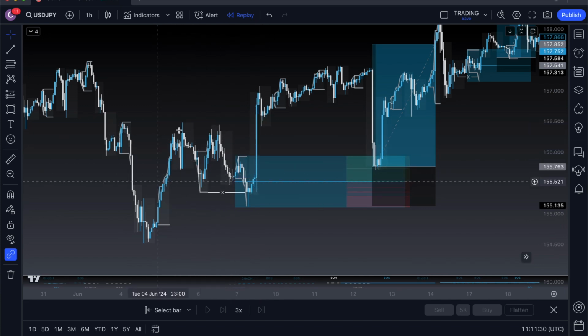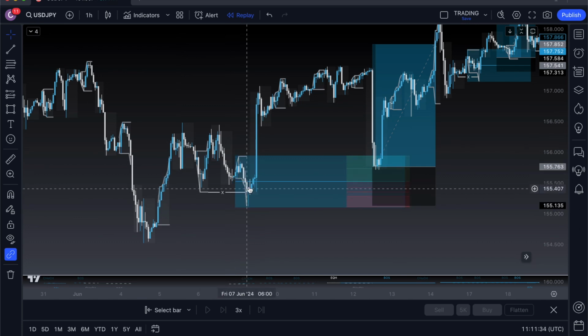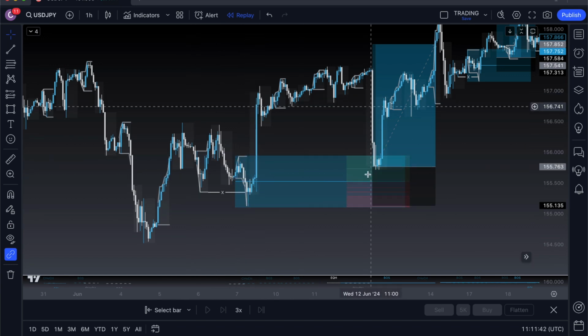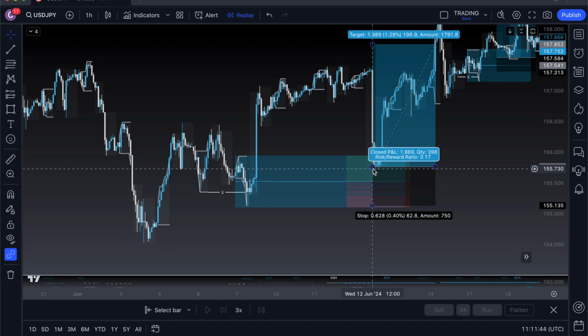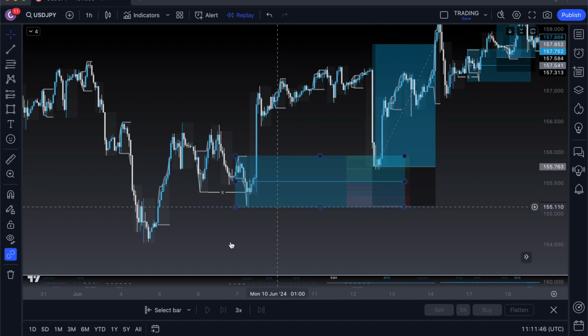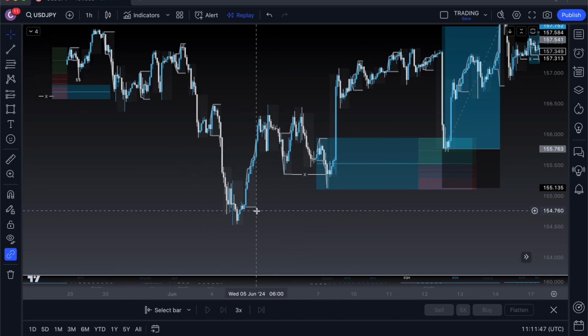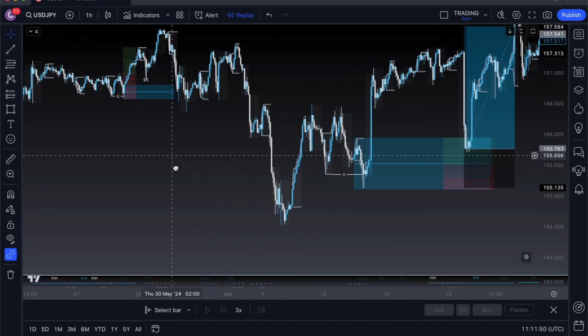So once again, we've had this accumulated consolidation here, swept that with a high resistant liquidity run, closure above. You could also look at this as accumulation, manipulation, distribution. Retest of the accumulation, continuation. It's that simple. It's really, really that simple.